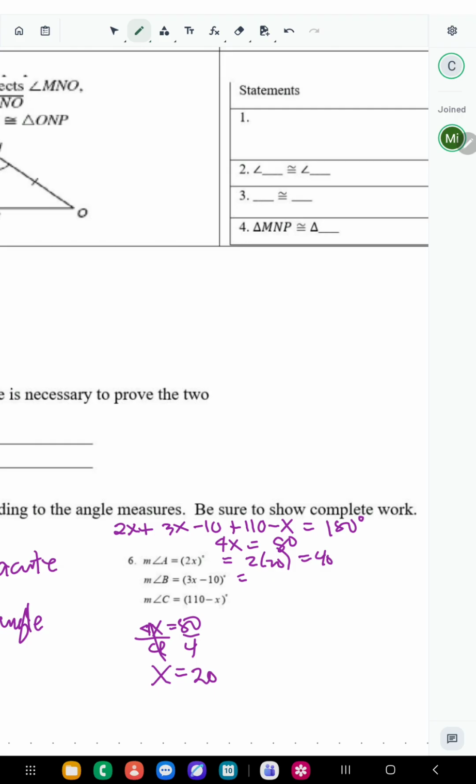Then 3 times 20 minus 10, so this is 50. Then 110 minus 20 is 90. Oh, there's one 90 degrees. So this one is a right triangle.